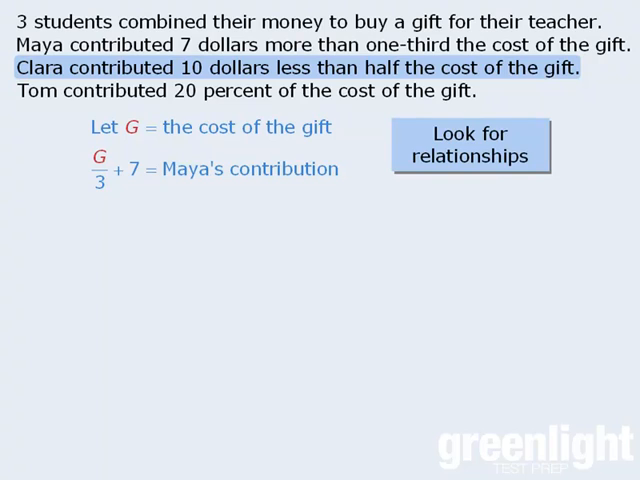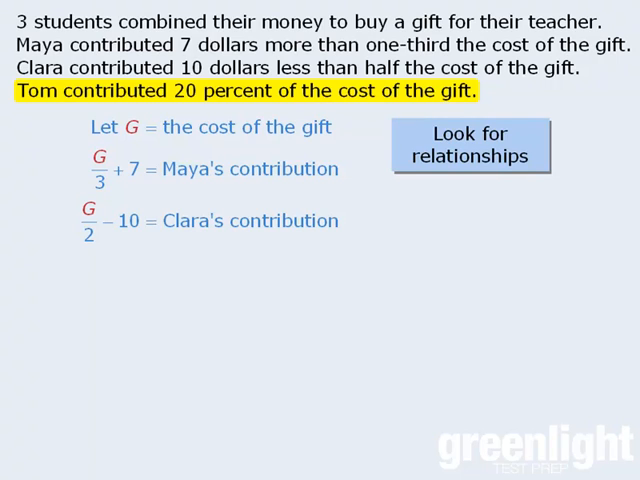Now let's deal with Clara, who contributed $10 less than half the cost of the gift. So first, let's write G over 2 to represent half the cost of the gift, and then we will subtract 10 from this to get Clara's contribution. Finally, if Tom contributed 20% of the cost of the gift, we can say that 20 over 100 times G is equal to Tom's contribution.